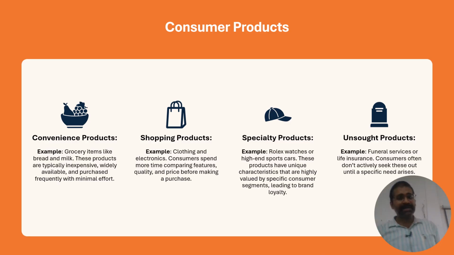So, boys and girls, when we particularly talk about consumer products, grocery items such as bread, milk, inexpensive, widely available. You can get a water bottle, you can get a milk packet early in the morning and late in the evening, I believe. Very easily, no big deal. These are convenience products.